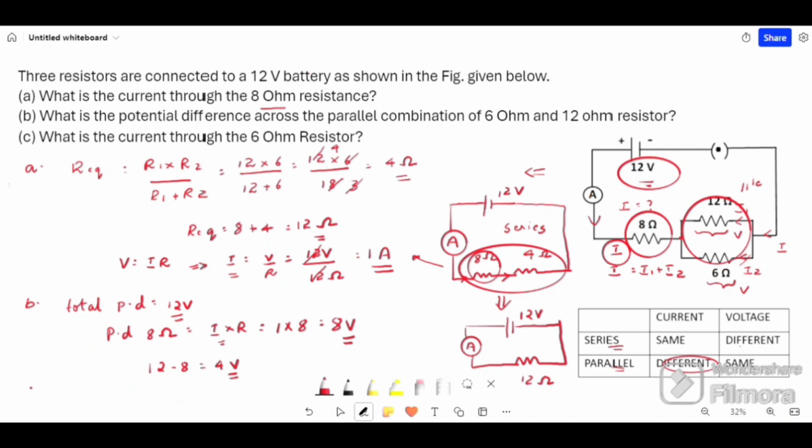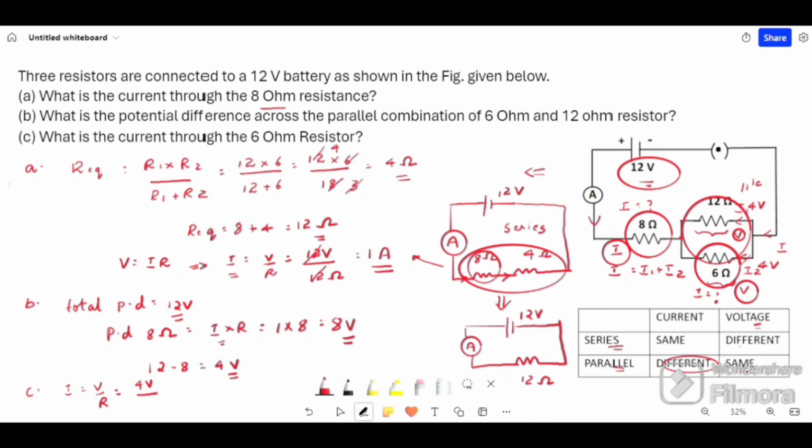Now, what is the current through 6 ohm resistor? We know that potential difference across this parallel connection is same. That is V. We have found the potential difference across this parallel connection is 4 volt in question B. So as it is same, 4 volt will be across 12 ohm and also it will be across 6 ohm. It will be same. So we know voltage and resistance. So I will be V by R. Voltage is 4 volt and resistance will be 6 ohm.